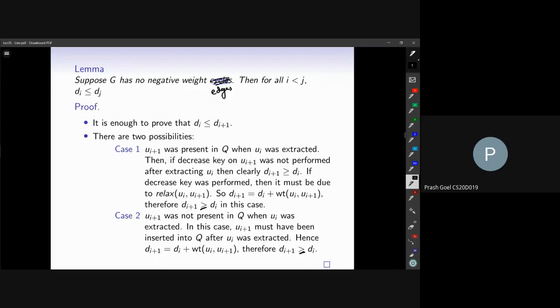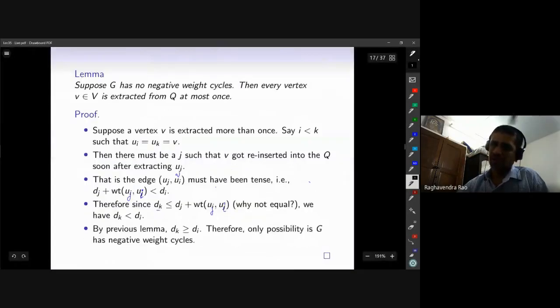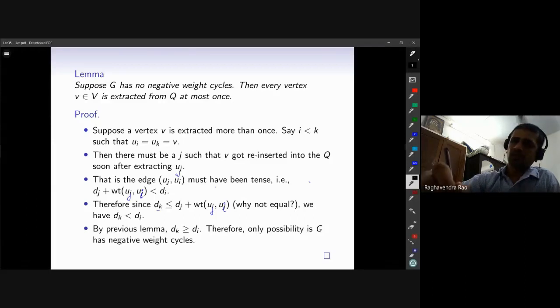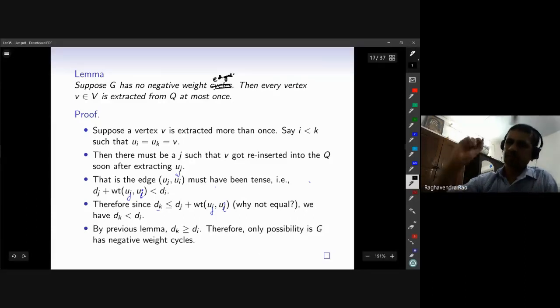Then, sir, in the second lemma as well, it should be negative weight edges only. Yeah, because we are using the first lemma, that is true. It's negative weight edges. So this also will work only for negative weight edges, not cycles. You're right.